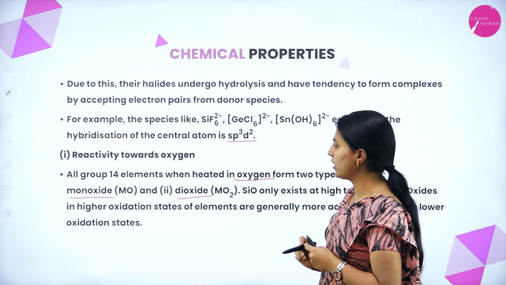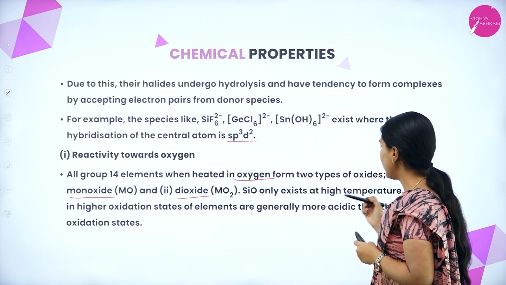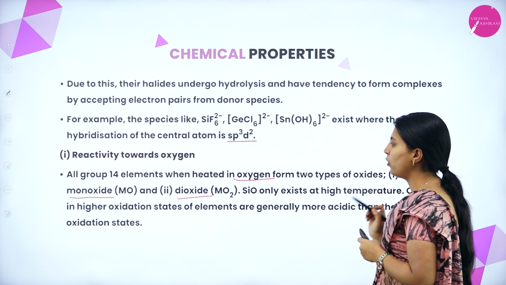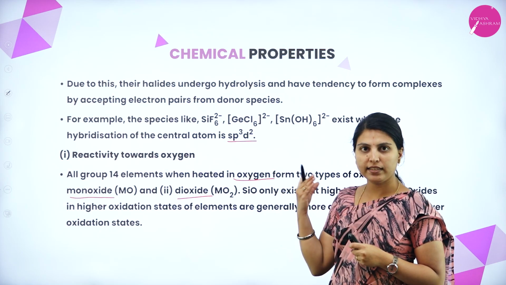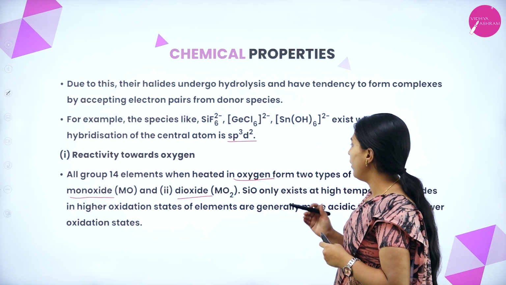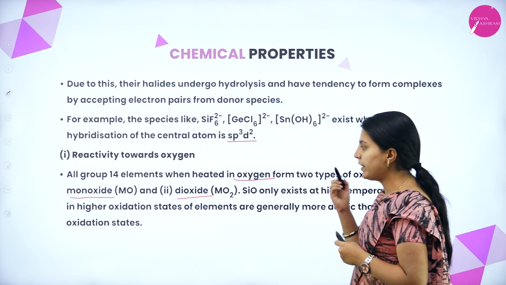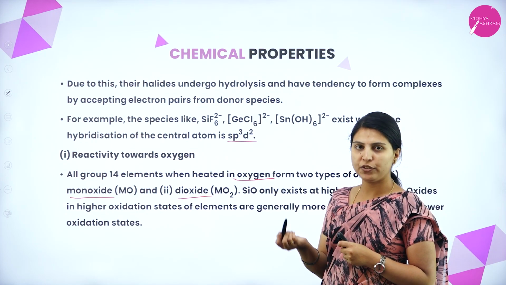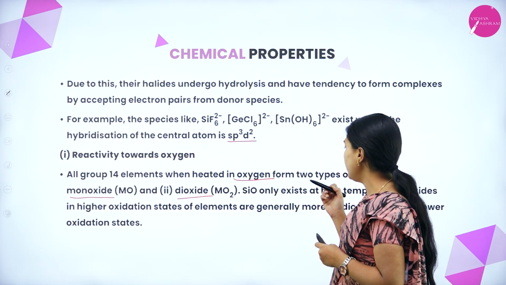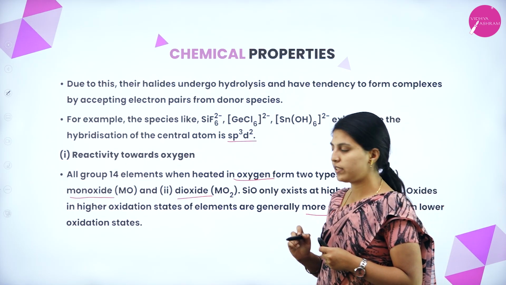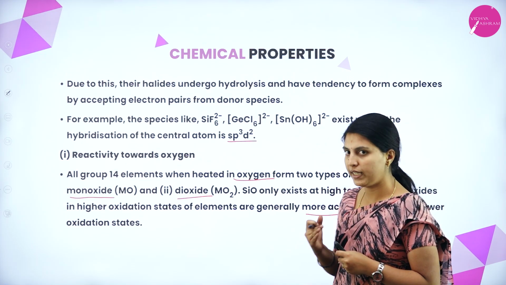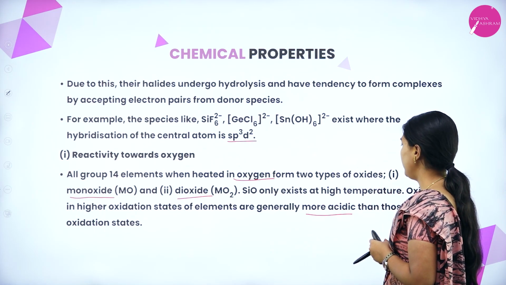Oxides in higher oxidation states of elements are generally more acidic than those in lower oxidation states. Silicon monoxide only exists at higher temperature. Another point: oxides in a higher oxidation state, like +4, are more acidic in nature. Whenever the oxidation state is lower, the oxide is less acidic or more basic in nature.